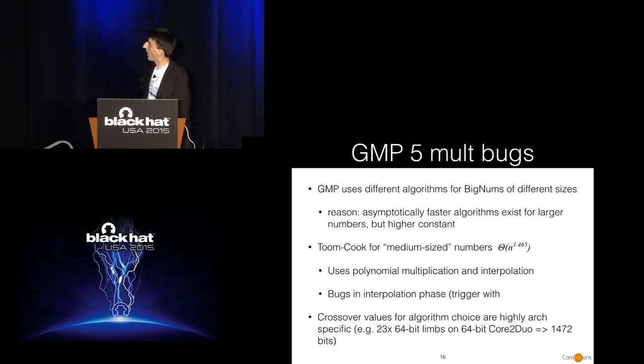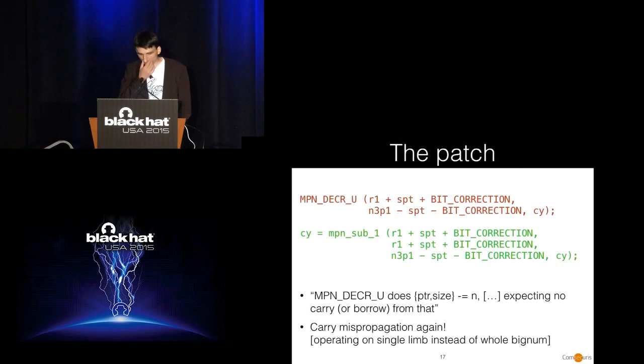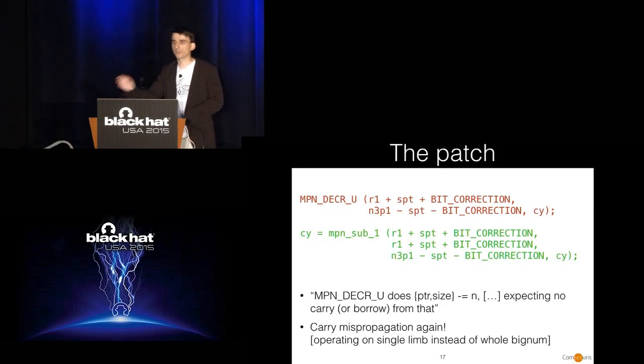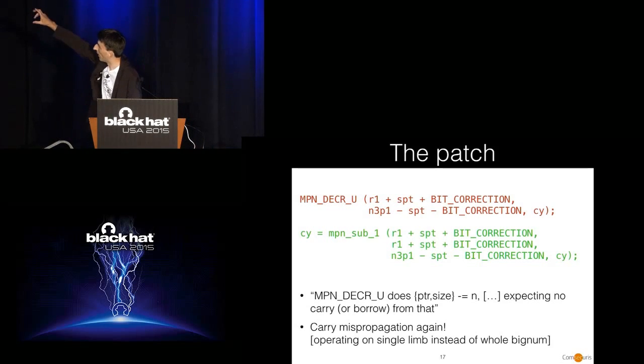This algorithm is slightly more complicated than the one that we saw in the OpenSSL bug, and slightly more complicated is an understatement here. It uses basically polynomial multiplication and interpolation, and the bugs basically happen in the interpolation phase. The trigger basically happens in one of the inputs to the interpolation algorithm. And the patch, if we just ignore all of the other things, is these changes; in both cases these are the things that are patched in the interpolation routine.